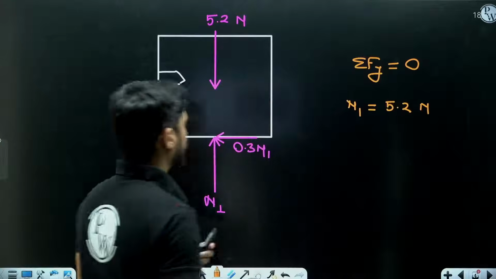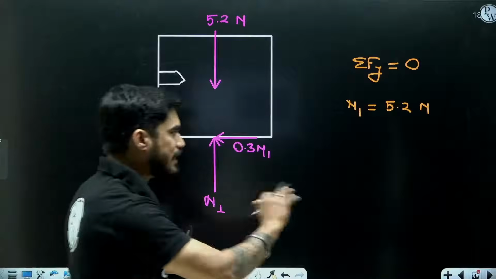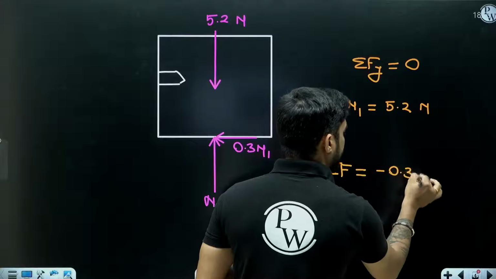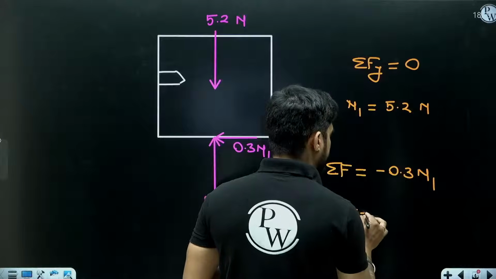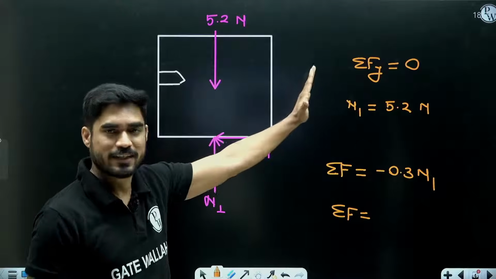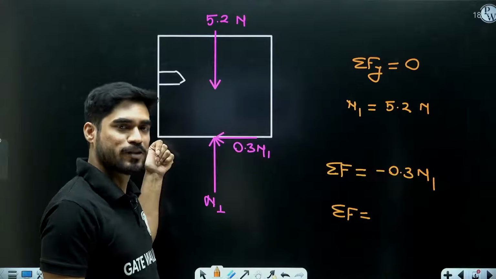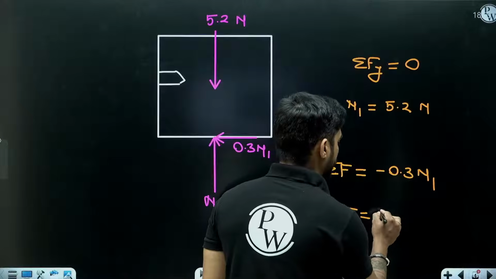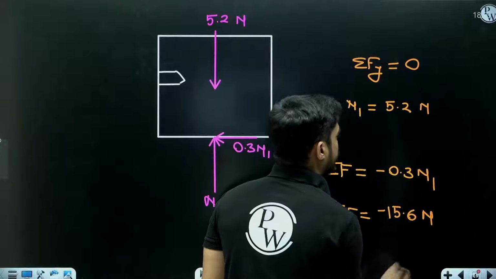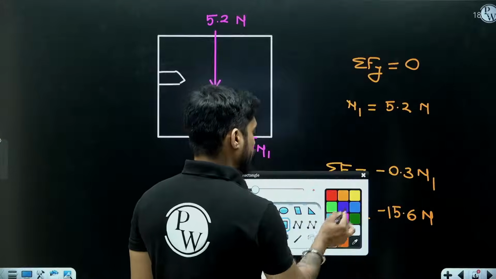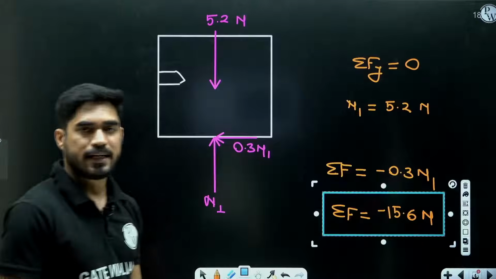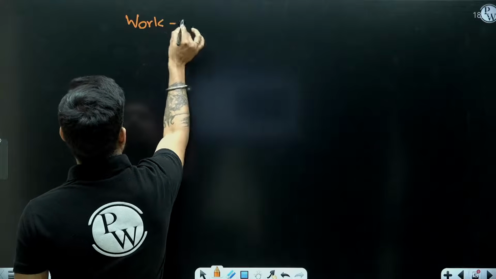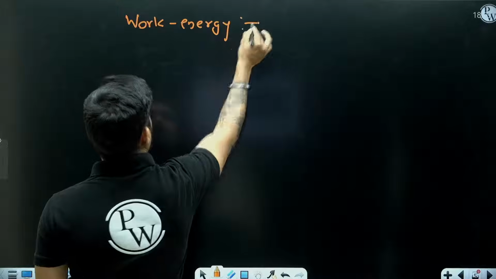Now in x direction, in the direction of motion, what is the net force? It is minus 0.3 N1. Why minus sign? Because the motion is happening towards right and the friction is opposite, towards left. That is why the negative force. So it will become minus 15.6 Newton. So we have the force acting in the direction of motion. Now we can apply work energy.